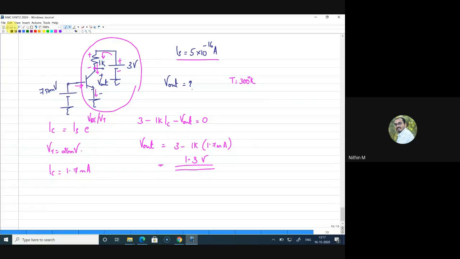This is a very simple question I just gave for you to get practice. 1.6, I don't think 1.6 is there. Bhavana, can you check again? It will be close to 1.3.